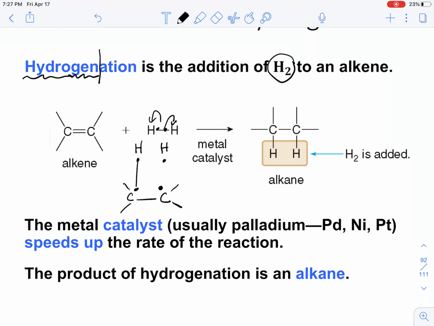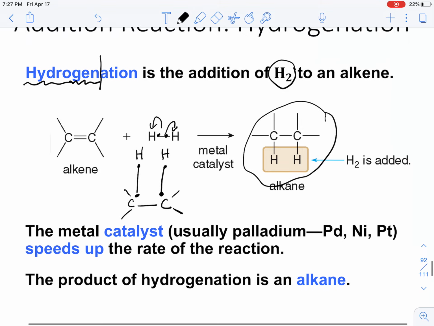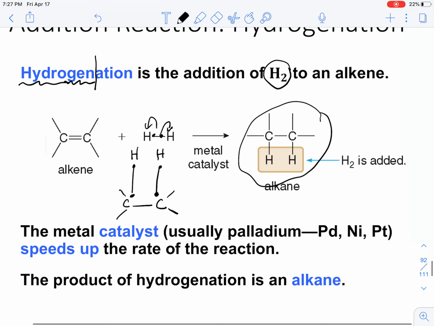These two electrons can now be shared, forming our product. And so this reaction doesn't happen spontaneously. This reaction needs a metal catalyst. And so one of the requirements for hydrogenation is hydrogen gas, obviously, and an alkene. But the metal catalyst that's required should be either palladium, nickel, or platinum.